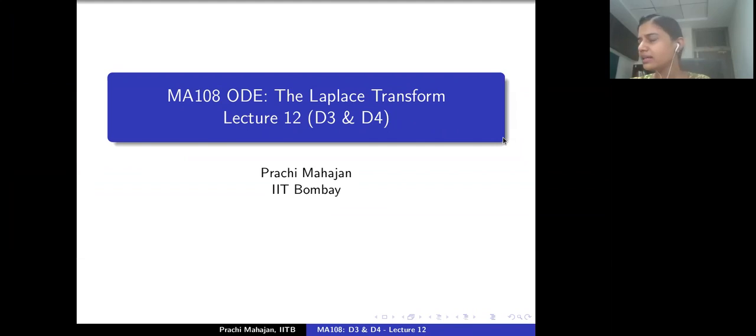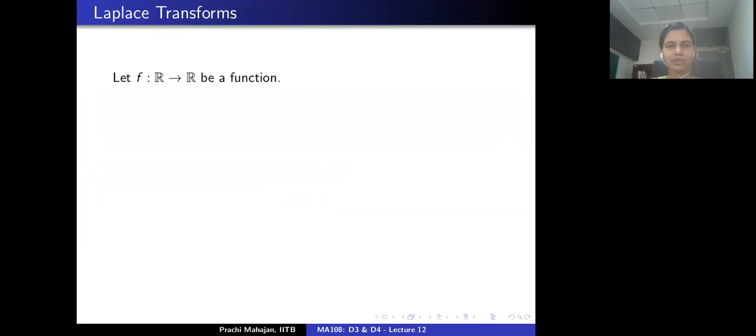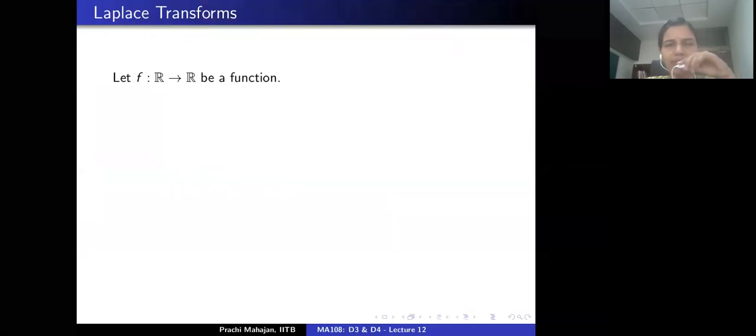So we will continue our discussion on the Laplace transforms today. Let's see what we have. Last time we ended by considering the so-called shifting theorems. Let's just quickly recall the statement.